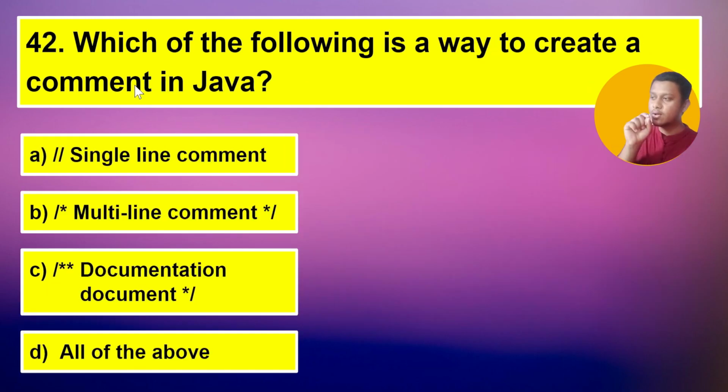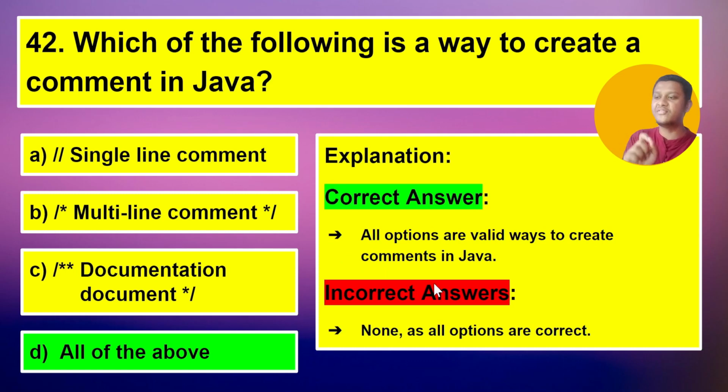Our next question is, which of the following is a way to create a comment in Java? Slash slash for single line comment, slash star for multi-line comment, slash star star for documentation comment, or all of the above. So its correct answer is all of the above. So all options are valid ways to create comments in Java.